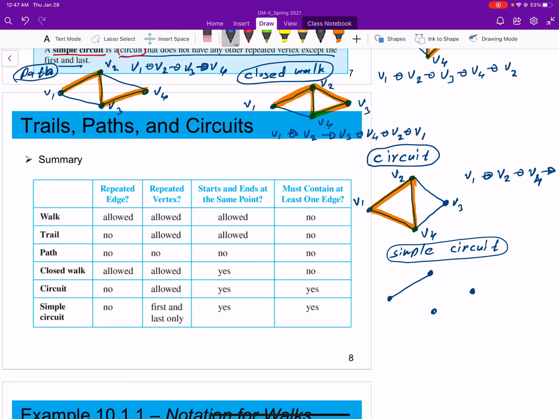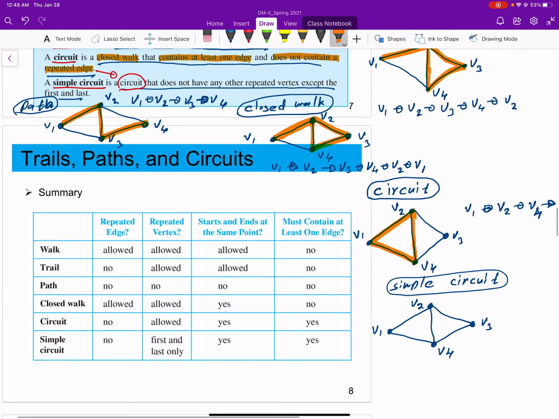From here to there, there to there, there to there. V1, V2, V3, V4. No repeated edges and repeated vertices, but you could repeat the first and last vertex. Go like that, go like that, go like that, go like this. So this is a simple circuit.